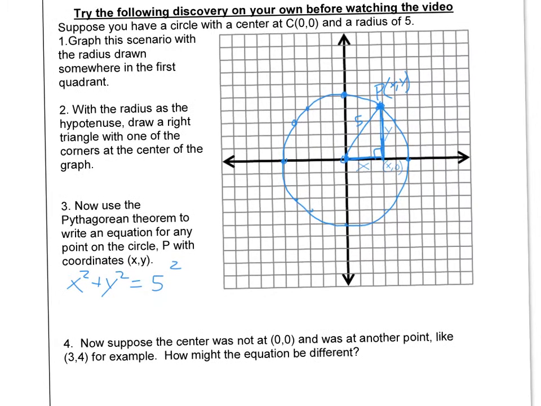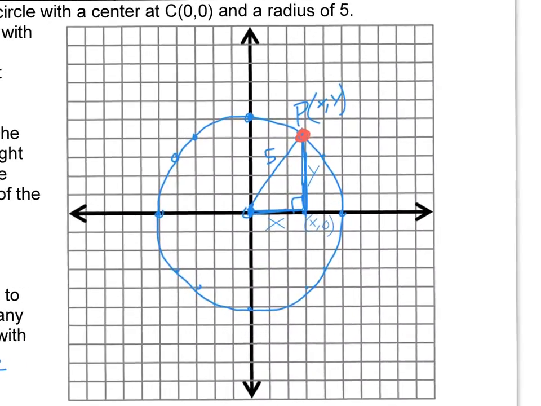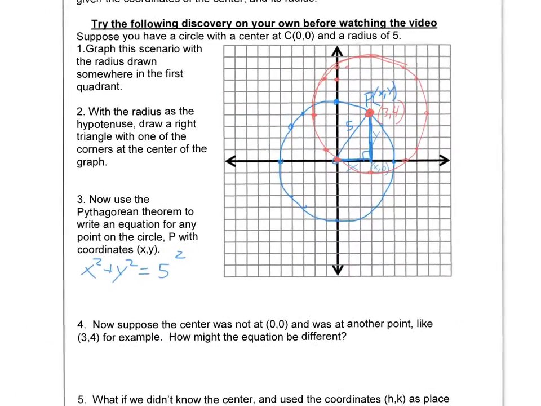Now let's talk about number 4. Suppose the center was not at 0, 0 and was at another point like 3, 4, for example. So now let's put the center here and draw a circle with that as my center. We're just playing with this a little bit, so I'm going to pause it and make a quick sketch of that circle. Okay, so I tried to draw a circle as best as I can there. So there's a circle now with the center at the point 3, 4. All right, so that's what they wanted me to do.